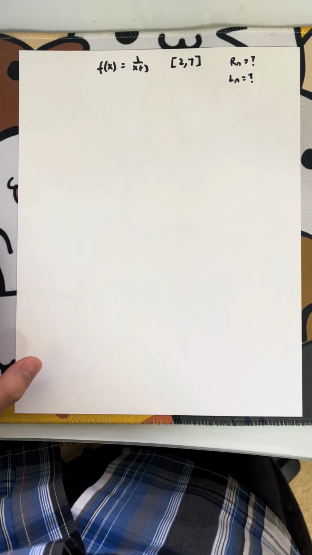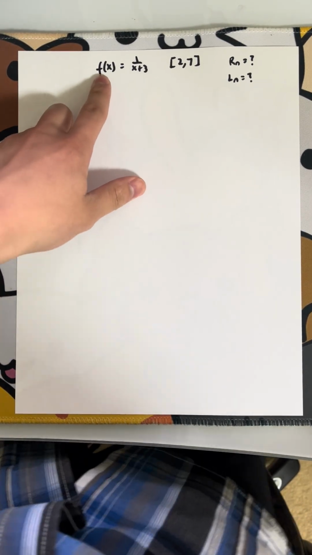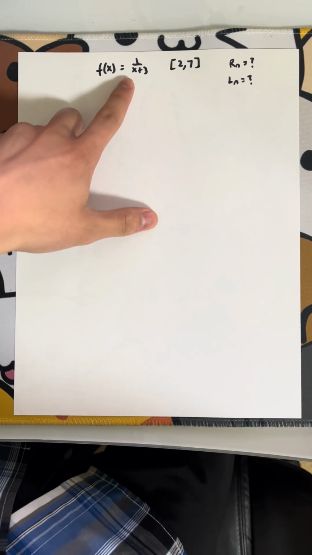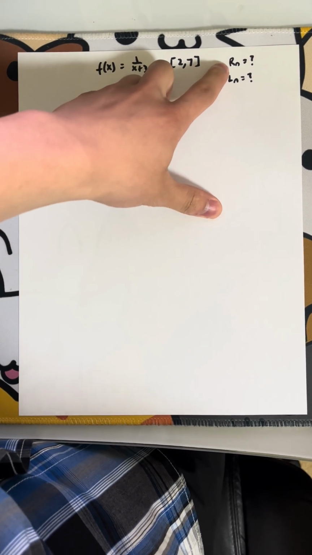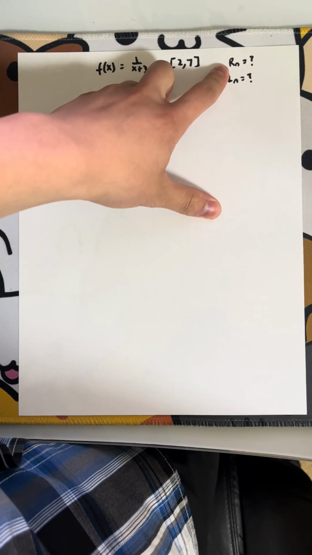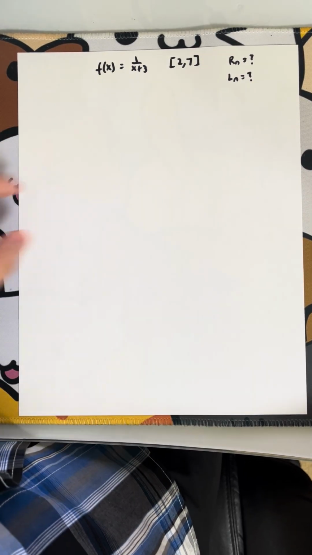Good. Okay. So we got our equation right here, 1 over x plus 3, from the closed interval 2 to 7. And what we want to find is the right-hand endpoint approximation and the left-hand side.